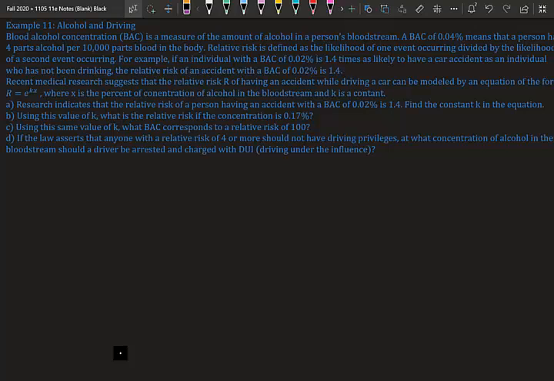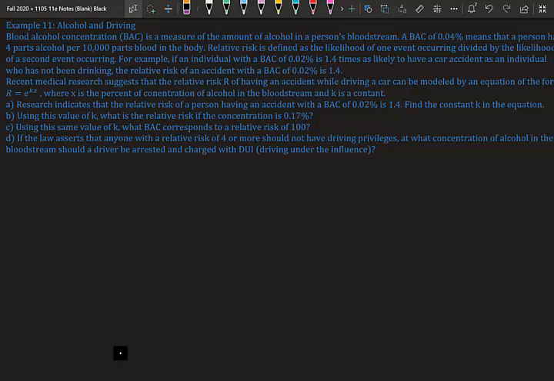0.02% is 1.4. Recent medical research suggests that the relative risk R of having an accident while driving a car can be modeled by the equation of the form R equals e to the power of kx, where x is the percentage of concentration of alcohol in the bloodstream and k is a constant.